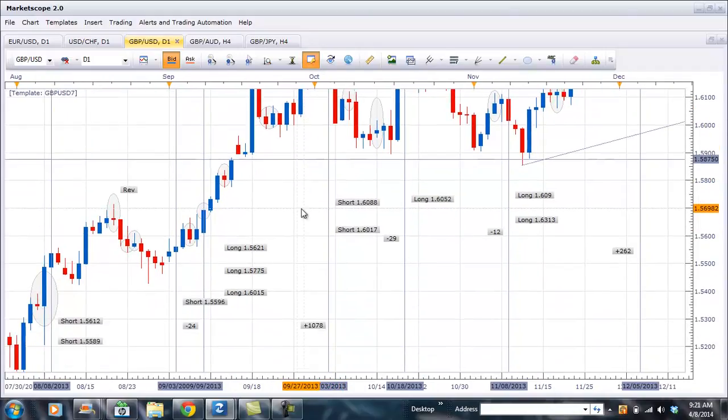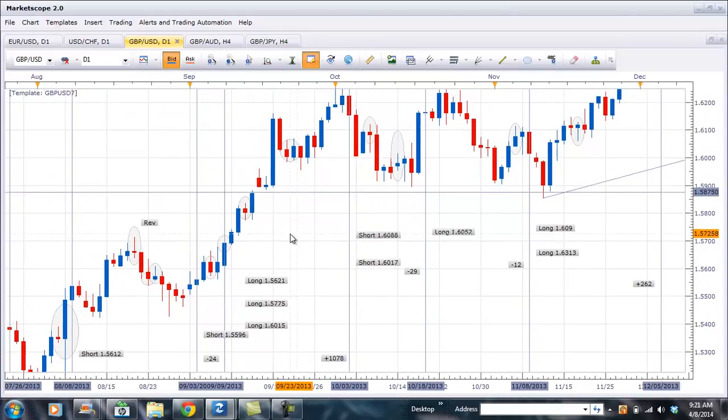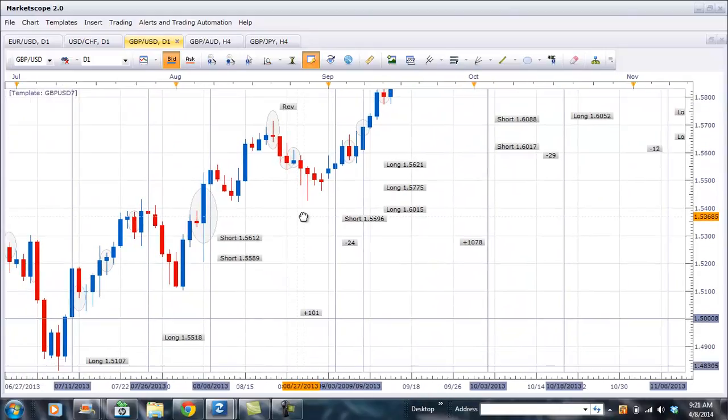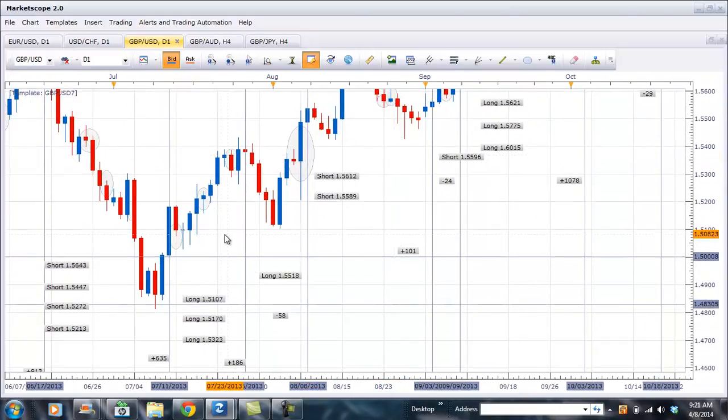And that trade, you can see went long three times, but it locked in 1,078 pips on the move. So that's how, and the whole time you're limiting your risk, the maximum risk you can have is 100 pips, and you just ride the pair higher.